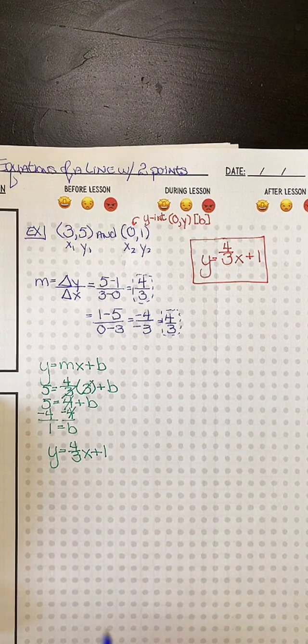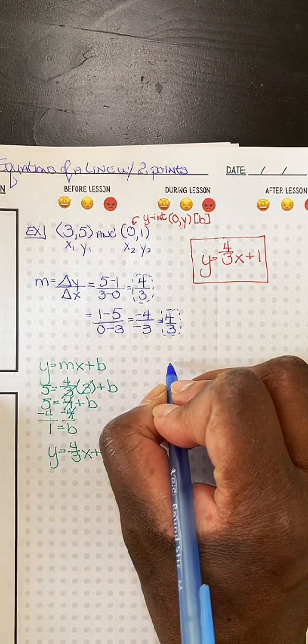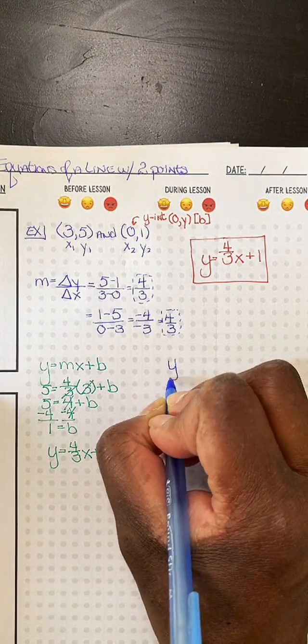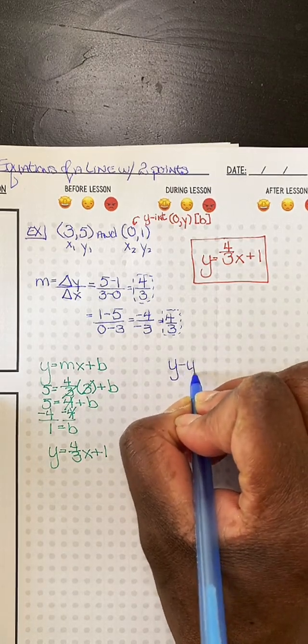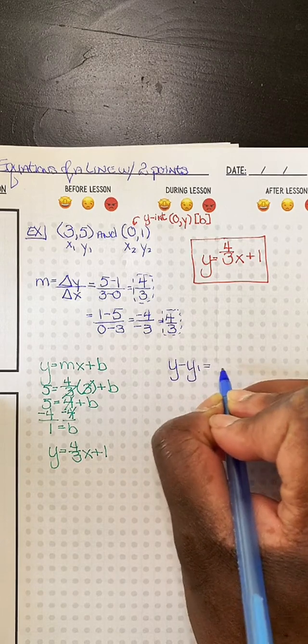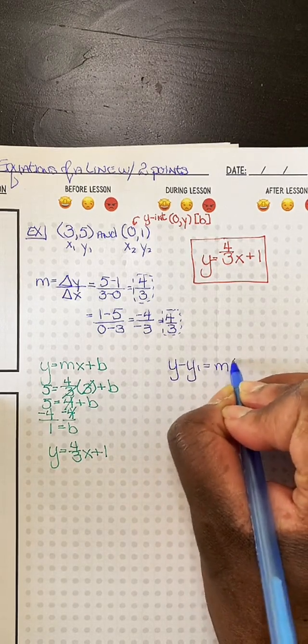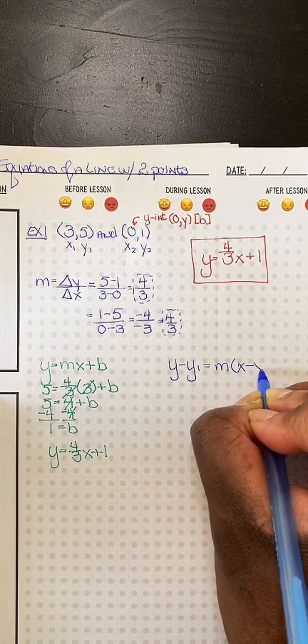The other way is our point-slope form. Giving you choices, giving you options. Not too many options, just giving you options. So m times x minus x1.